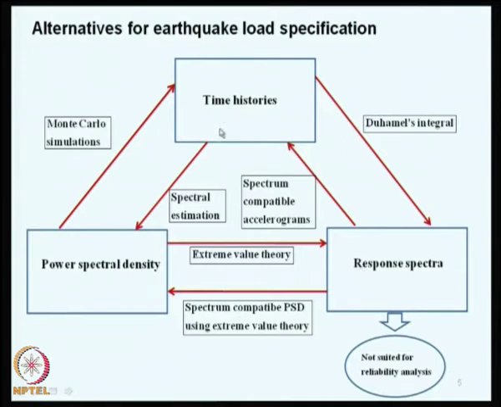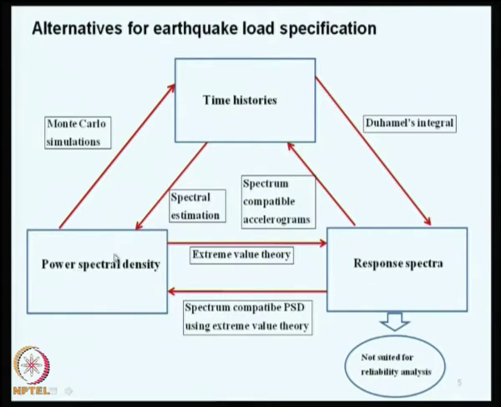We can quickly consider the relationship between a set of time histories and power spectral density functions. Suppose we have a set of time histories; using methods of statistics we can perform spectral estimation and get an estimate for the power spectral density function. Similarly, if we have a model for the power spectral density function, we can use Monte Carlo simulation methods and get an ensemble of time histories. So, this route, the relationship between time histories and power spectral density function, we have already explored.